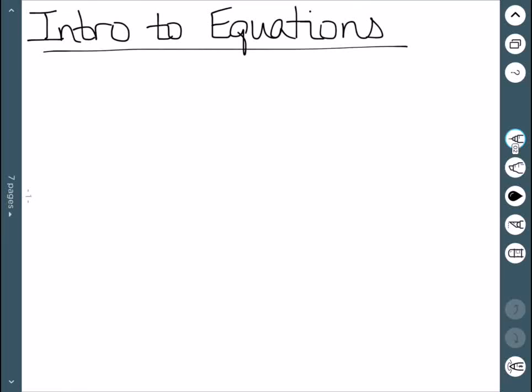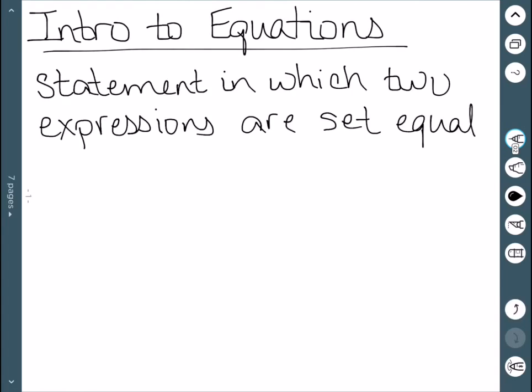We'll now discuss an introduction to equations and what exactly they are and how we solve them. An equation is just a statement in which two different expressions are set to be equal to each other. We're going to focus on equations in a single variable, which means there's only one variable in the equation. It may be represented multiple times, however, there's only a single variable. And then we just set the two sides equal, and that's what makes an equation.